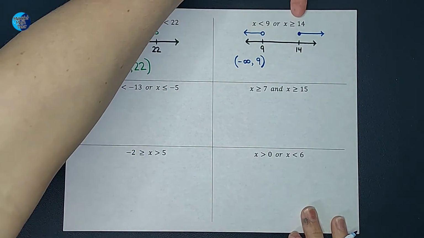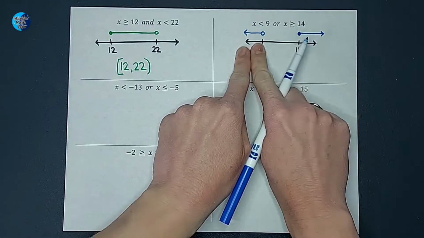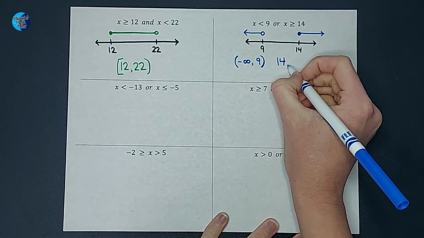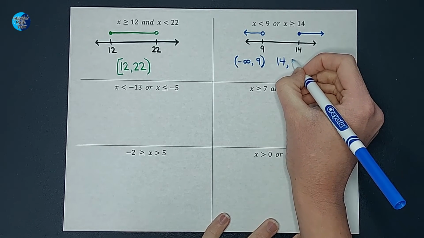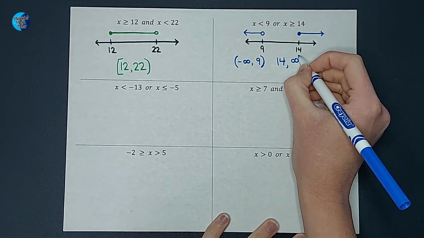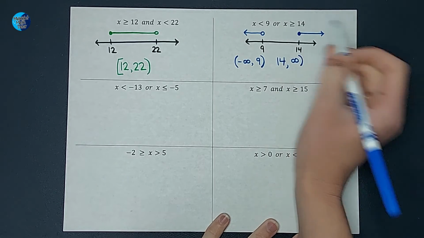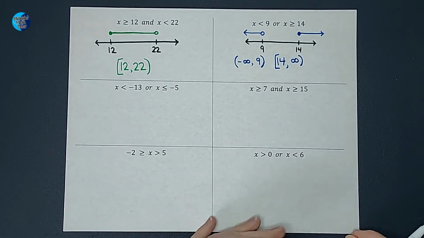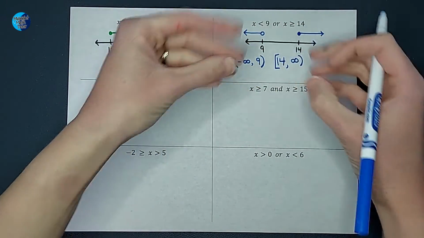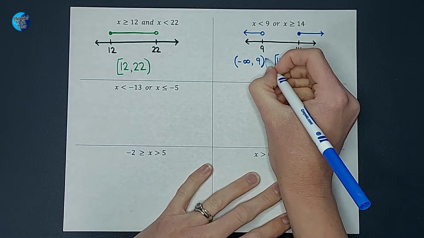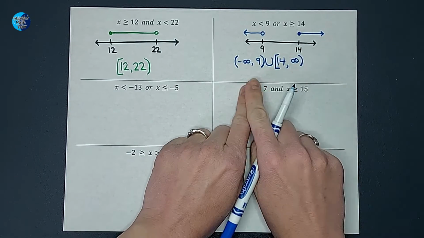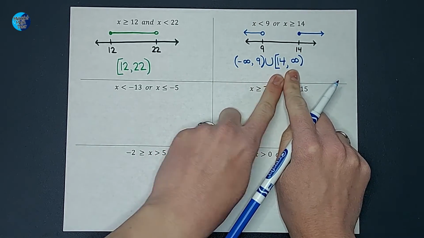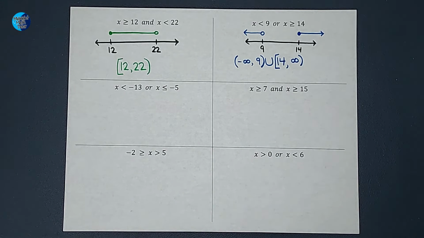But that's just for this one. I also need to show it can also be this. It needs to be this or this. So you can also pick a number from 14 all the way forever to infinity. Now, infinity always gets parentheses. 14, it's a closed circle. It had that equal to. It can be 14, so I'm going to use a bracket. Now, I want to show that these are together. They're not two separate answers. So what I'm going to do is put a U in the middle. It means union, like to satisfy this inequality, pick a number between here or between here. They're together. All right, there's that one.